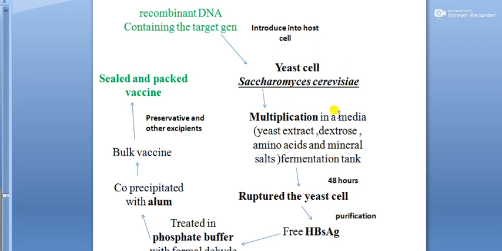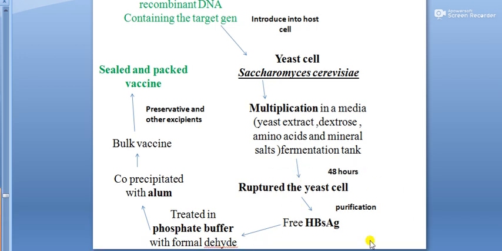So after 48 hours the yeast cells are ruptured. That means the yeast cells take time for multiplication or for maturing, right? The time is 48 hours. 48 hours is enough for maturing those yeast cells. After rupturing the yeast cells, they need to be purified. So after purification, we get free HBs antigens.